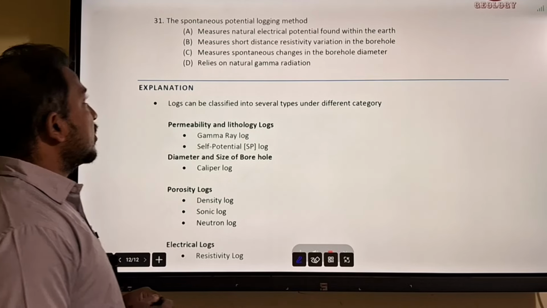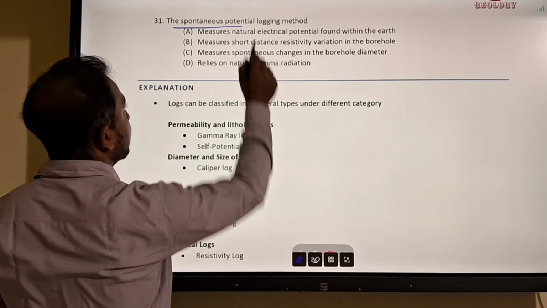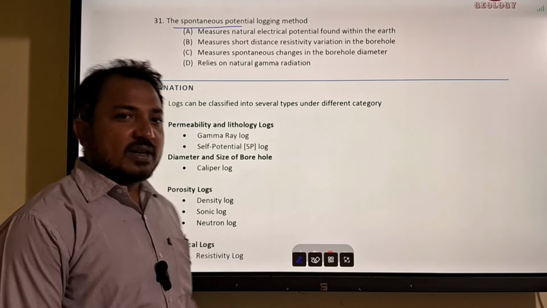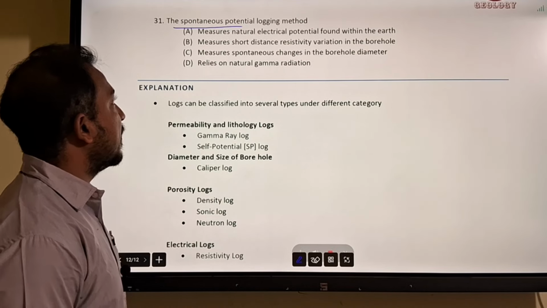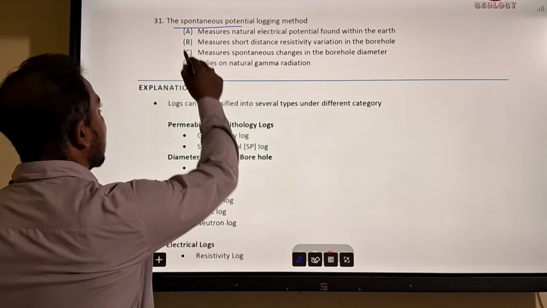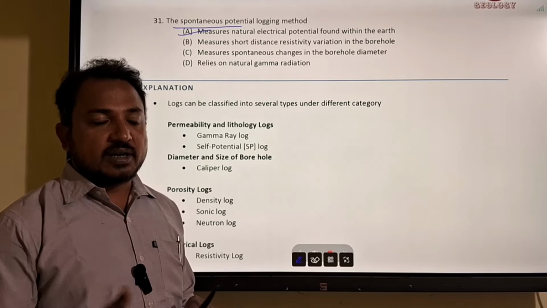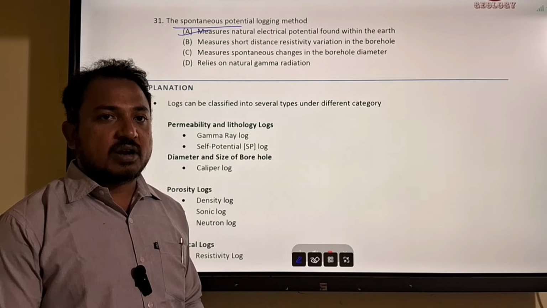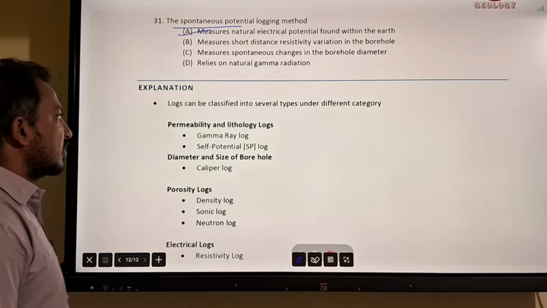Moving on to the next question, the spontaneous potential logging method, that is the SP method. The SP method is under the electrical method, where it measures the natural electric potential, that is, the Earth's current, because the Earth has its natural current, which we call the telluric current, that occurs because of oxidation and reduction.